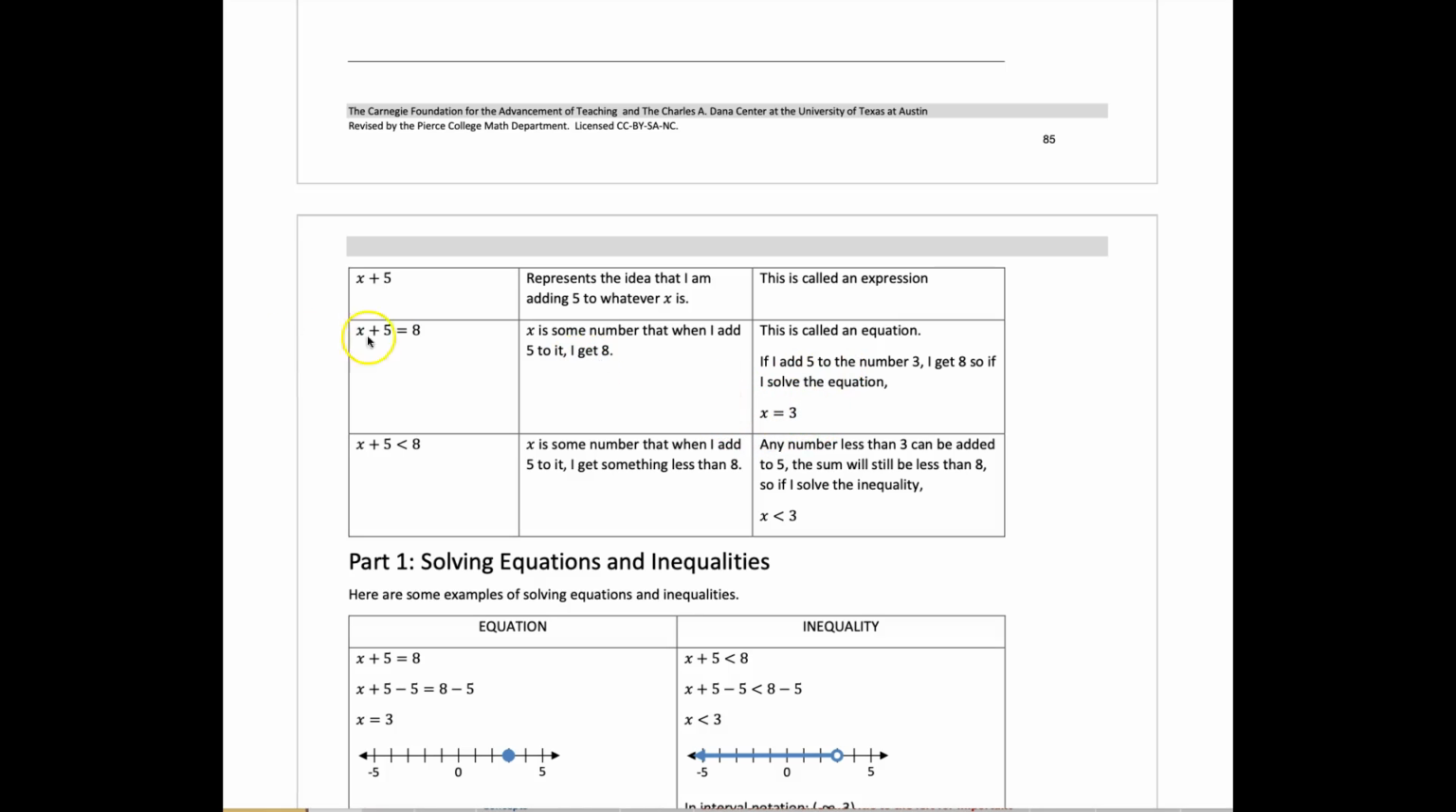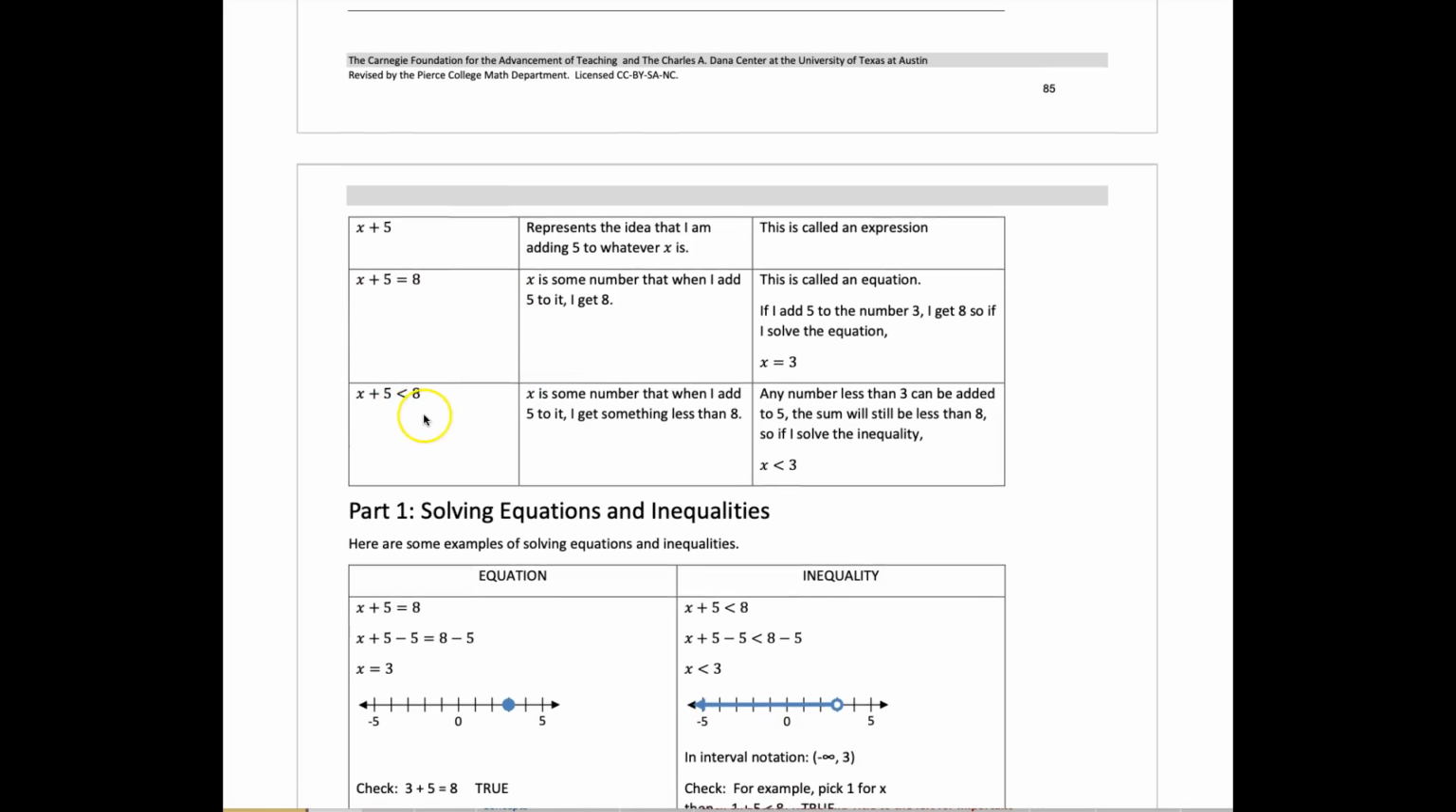You're looking for the value that makes both sides true. Here again, what number plus 5 is less than 8? There's a whole range of values, a whole set of those values. And so that's why the solution looks different, because there's more than one answer to make this true.